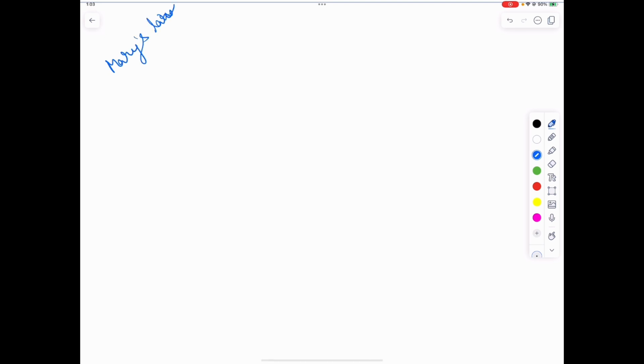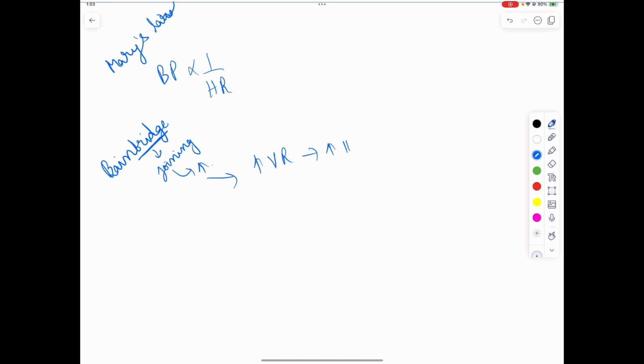Now we move on to the next law. What is Marey's law? In Marey's law, BP is inversely proportional to heart rate. After that, we move on to the next topic, that is the Bainbridge reflex. Remember that Bainbridge, it is a bridge that is joining something. When it is joining something, it will increase. That is, an increase in venous return results in an increase in heart rate.